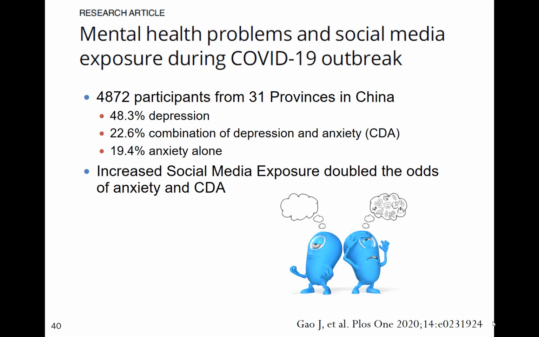So this is a study from China, the first primary source of this infection. They looked at 4,870 participants. So these were random people in the population who had not been infected. You can see 48.3% had depression, 22% had combined depression and anxiety, 20% had anxiety alone. What they found was that social media exposure doubled the odds of anxiety and depression.